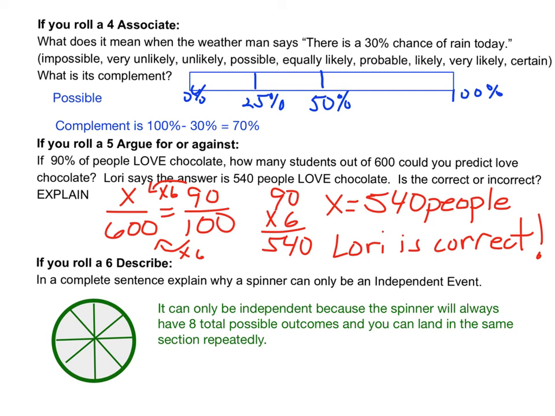Okay, so pause the video and copy. It can only be independent because the spinner will always have 8 possible outcomes, and you could land on the same section repeatedly, meaning one outcome will not affect the other outcome.